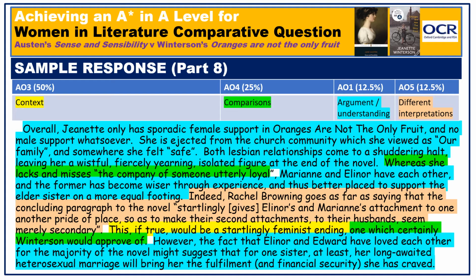However, the fact that Eleanor and Edward have loved each other for the majority of the novel might suggest that for one sister at least, her long-awaited heterosexual marriage will bring her the fulfillment and financial security she has craved.